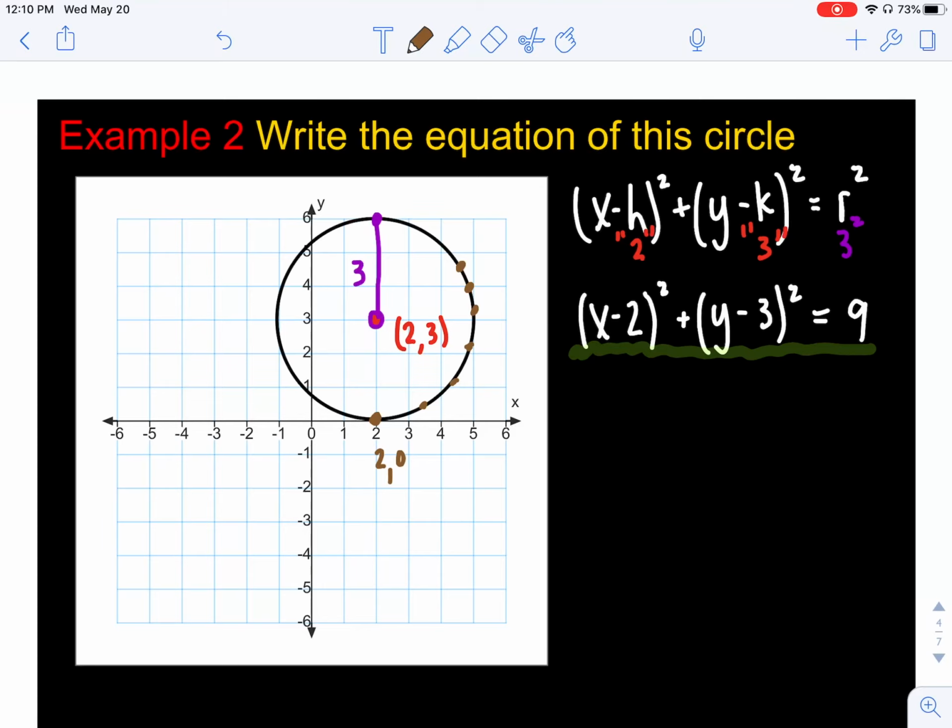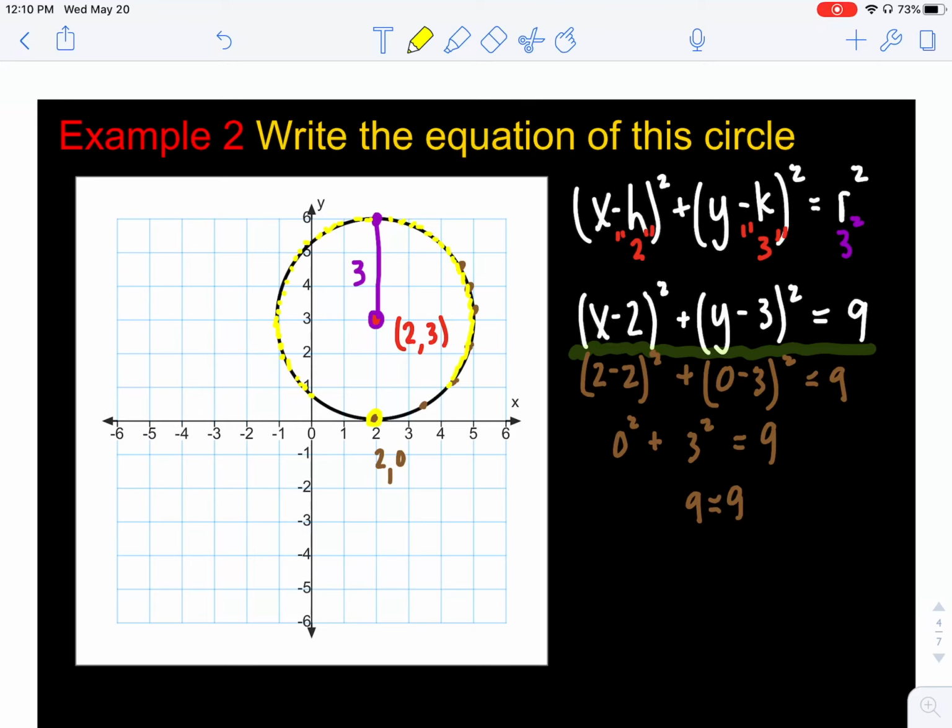This one should work. If I put 2 in for x, I get 2 minus 2 squared, plus I put 0 in for y, I get 0 minus 3 squared, equals 9. Is that true? Well, 0 squared plus 3 squared is equal to 9. Yeah, that's true, 9 equals 9. So you can see that that nice neat value, 2, 0, was a solution. Every point on the circle satisfies the equation, and there's an infinite amount of points that make up that circle.